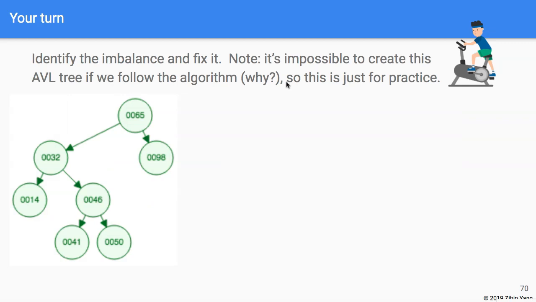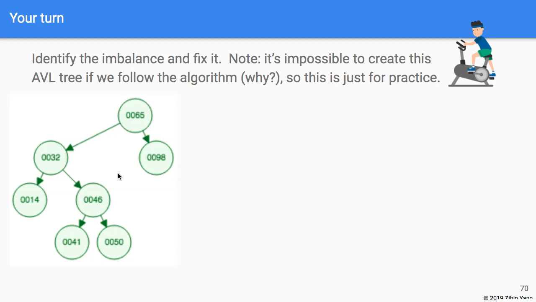Now, before you do that, I just want to point out that if in all the insertions, we strictly follow the AVL tree algorithm to balance it out during each insertion, it is actually impossible to get a tree that looks like this. I'll leave you to think about that a little bit, why. This tree is there just so that we can do some rotation practice.